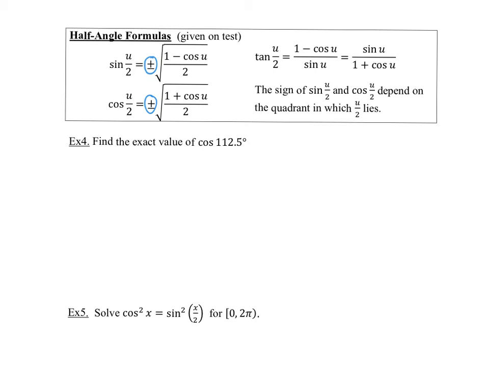Okay, so let's look at example 4. Example 4 says find the exact value of cosine of 112.5, which I don't know what that is, but I'm guessing it's half of some useful angle. Before I even start, I'm going to determine the sign for cosine of 112.5. 112.5 is in quadrant 2, so the cosine's negative. So I already know the sign. There's no plus or minus nonsense.